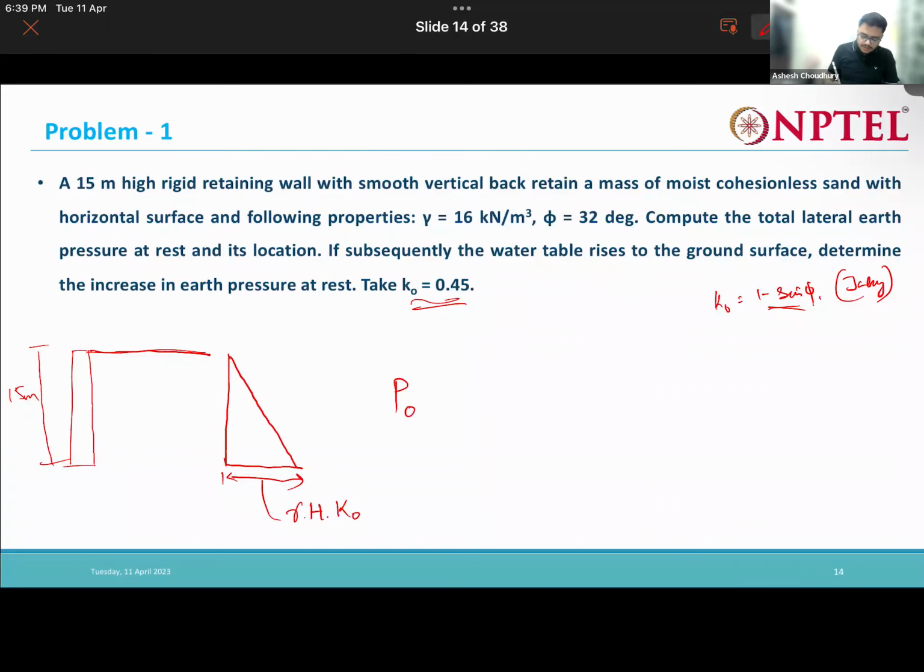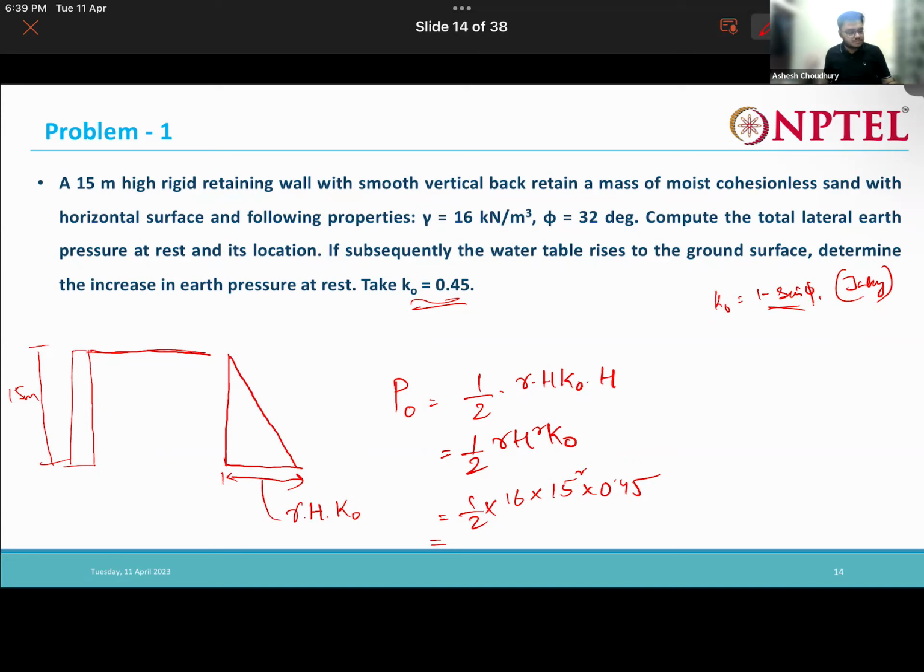So what will be my P naught? P naught will be the area of this. So half into gamma H into H, so half gamma H square K naught. Let's find out. What is gamma? Gamma is 16. H is 15 square. 45. So please calculate. This one. 810 kilonewton per meter length of the wall. So, per meter length of the wall.